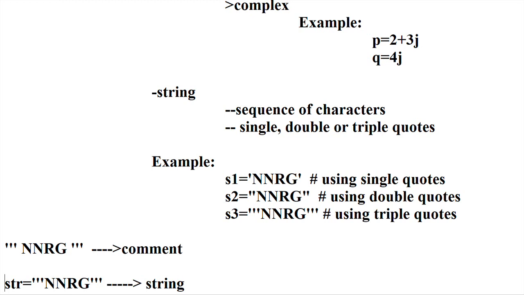Here we are creating one variable, and with that we are using a string. Without variables, when we use quotations, then that is a comment. Triple quotation is used in comment. Here we are seeing triple quotation with NNRG is a comment. str with triple quotation NNRG, that is taken as string.